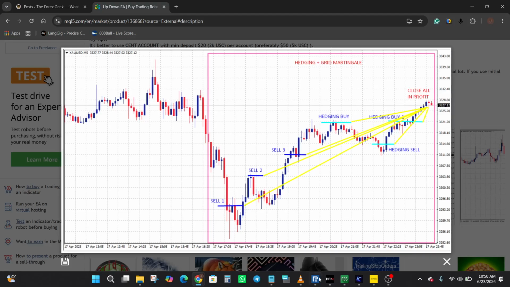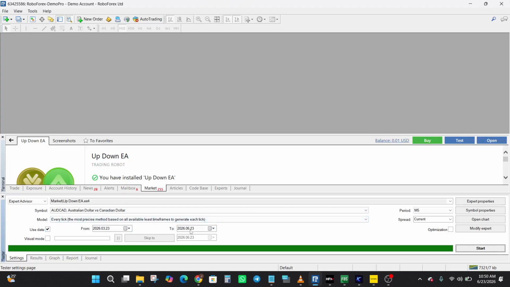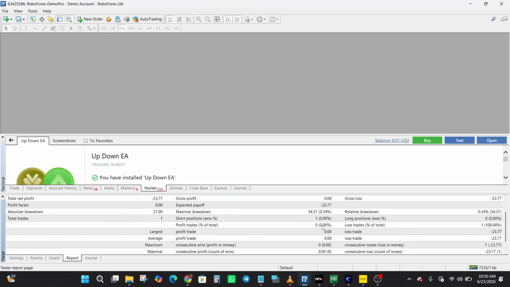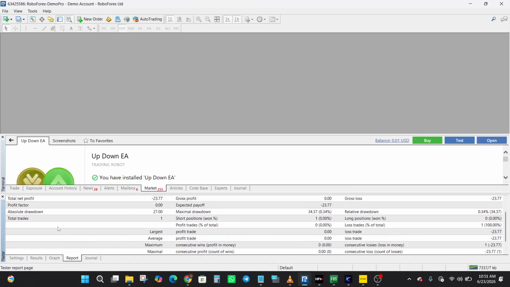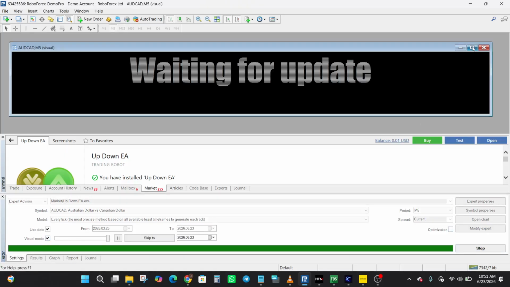So now let's head over to our strategy tester. Let's see how the up down EA performed on AUD/CAD on the M5 time frame, which was the recommended time frame, using the every tick modeling over the past 3 months from 23rd March to 23rd June 2026. So here we have a $10,000 deposit. Net profit was negative 23.77. The total trades taken were just one, and it was a losing trade. Now, let's turn on the visuals and see how the EA looks in action.